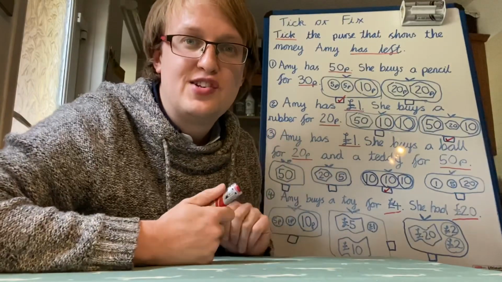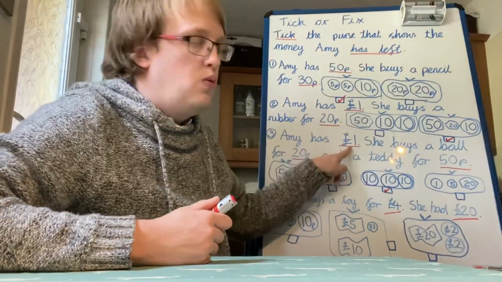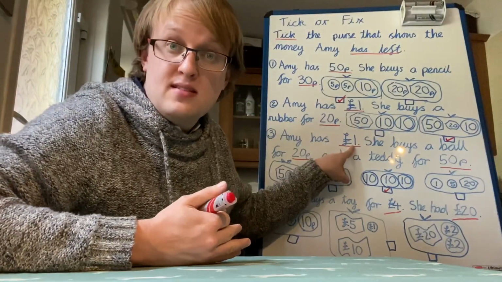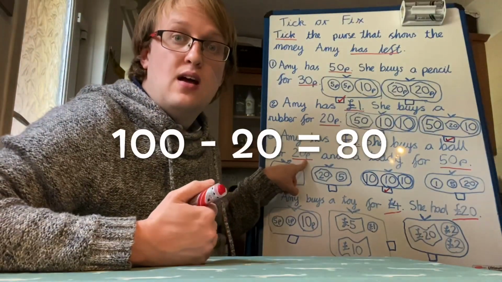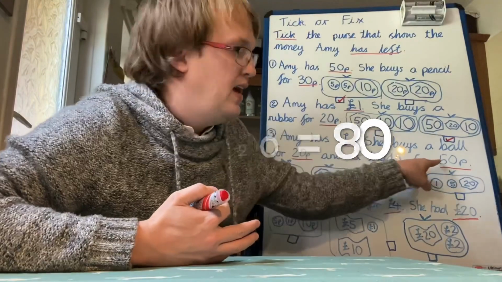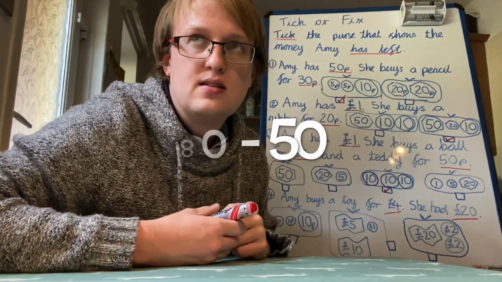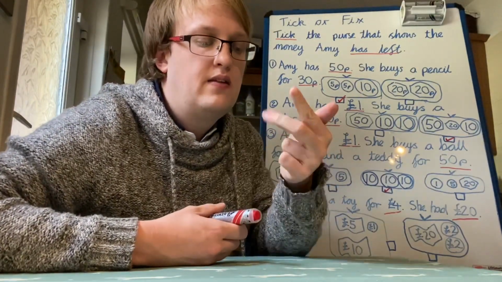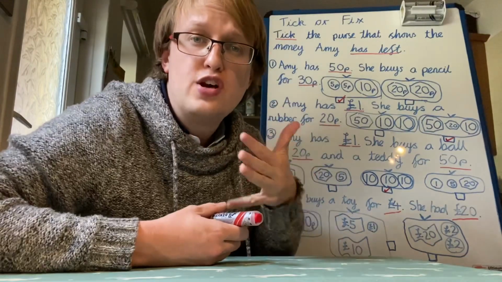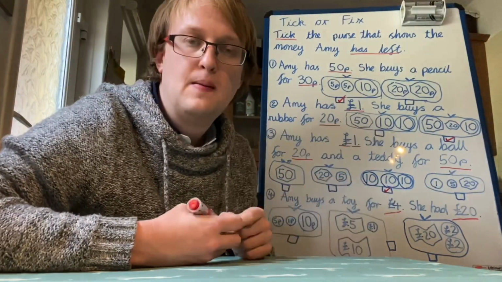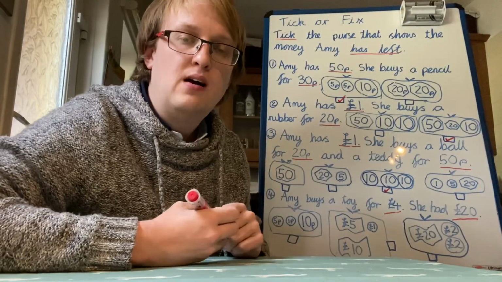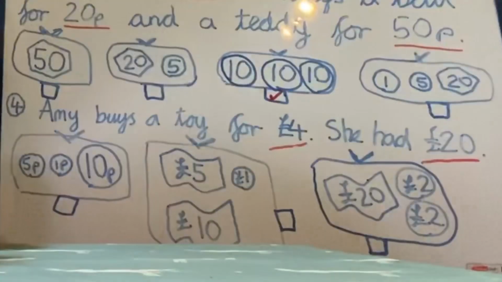Step 5, check my answer. 100 pence, because that's the same as £1. Take away 20 equals 80. 80 take away 50 is 70, 60, 50, 40, 30 pence. 10, 20, 30 pence. That looks right to me. And now for our last question.